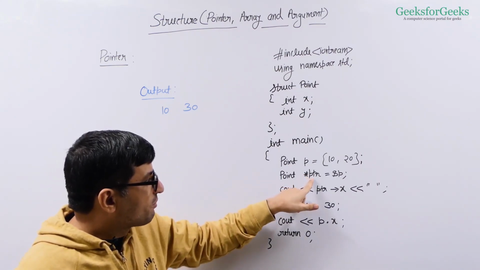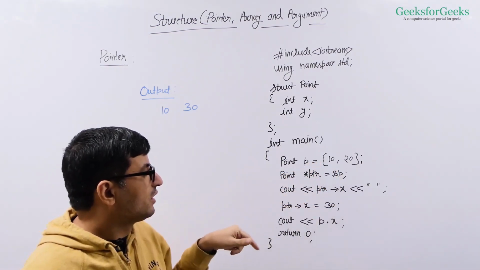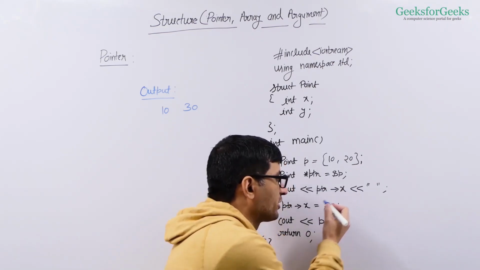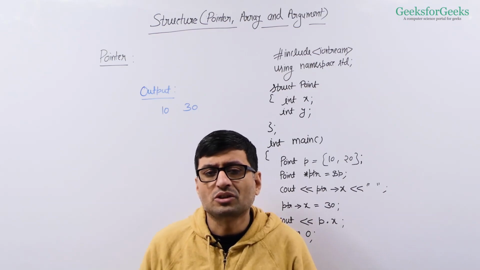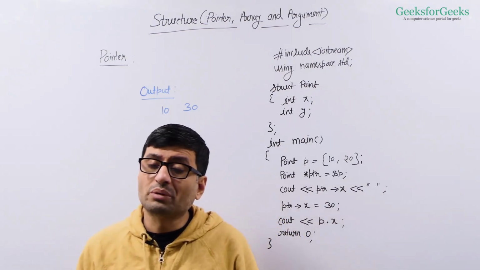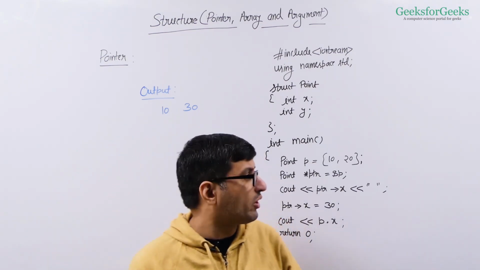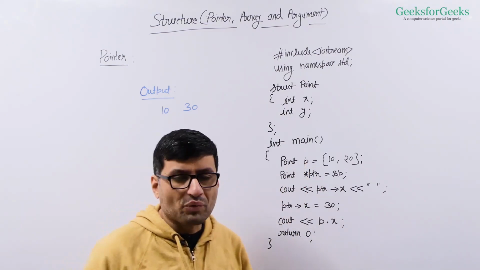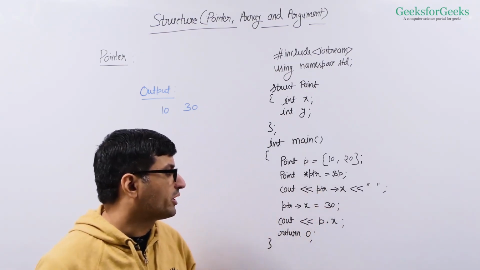So we have created a pointer variable that holds the address of this variable p, and this is something new with structures, this arrow operator. When we access structure members using a pointer, we use the arrow operator. Please remember, when we were accessing members using a normal variable, like if we want to access something using p, then we use dot, like we have used dot here. But when we access a member using a pointer, we use the arrow operator.